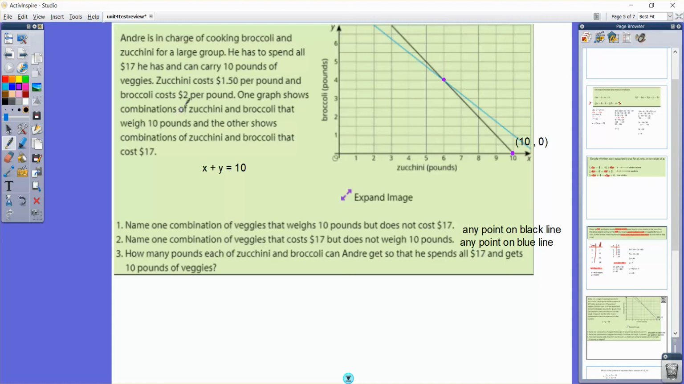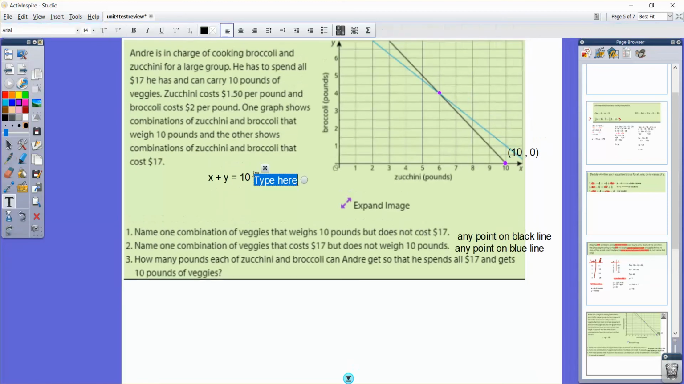We can verify that with the cost. Broccoli is $2 a pound, so 4 pounds of that would be $8. Zucchini is 6 pounds, and $1.50 times 6 is $9. So $9 plus $8 indeed equals $17. Just in case you're curious, with broccoli as y, the second equation would be 1.5x + 2y = 17. This is a system you can solve graphically at this point, and in algebra later, you'll learn methods for solving these algebraically.